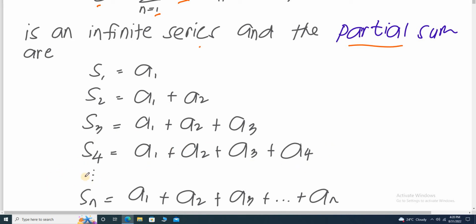But the nth partial sum, that's S sub n, would be equal to the sum of a sub 1, a sub 2, a sub 3 up to the last term, that's a sub n. So let's start with example number 1.